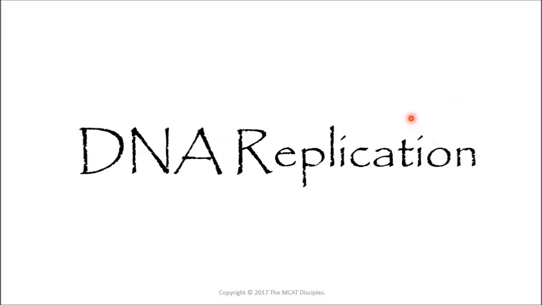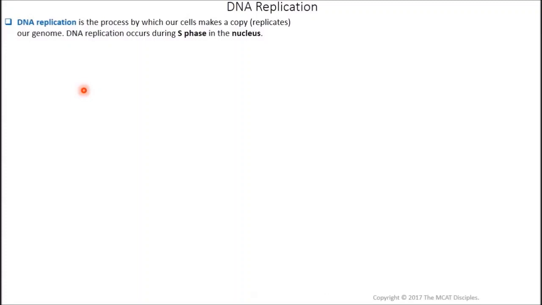DNA replication occurs during the S phase of the cell cycle. Alright, so what we'll do here is we'll summarize DNA replication, then we'll go through it in all its raw detail, and then we'll summarize again. DNA replication is a process by which our cells make a copy, or replicate, our genome.